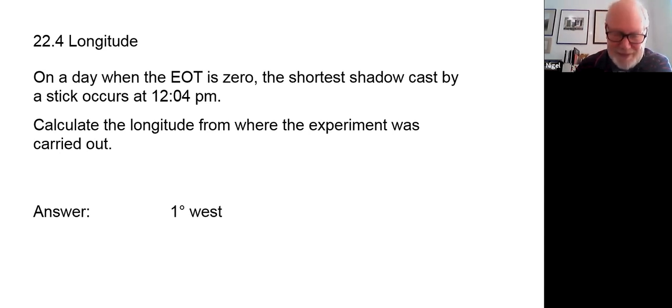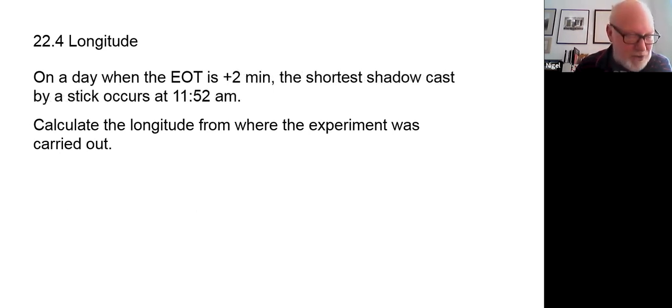All right? And then just to finish, let's have another equation of time. You might have to jot this one down. The equation of time is plus 2 minutes. The shortest shadow cast by a stick is at 11:52. Now you don't do anything to that yet. You work out the mean solar time. So it's 12 noon, take away 2 minutes, 11:58.